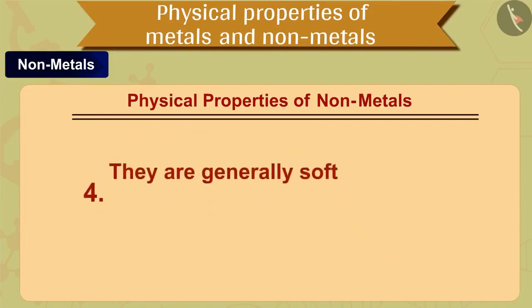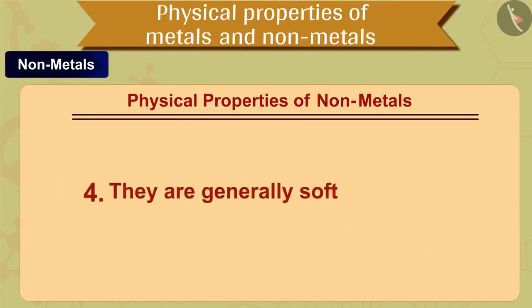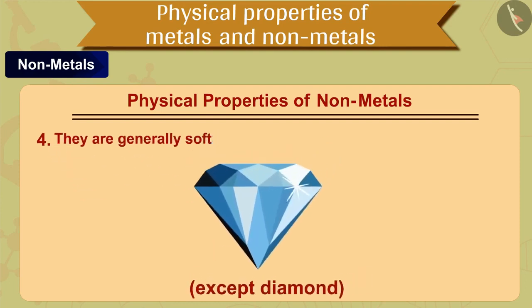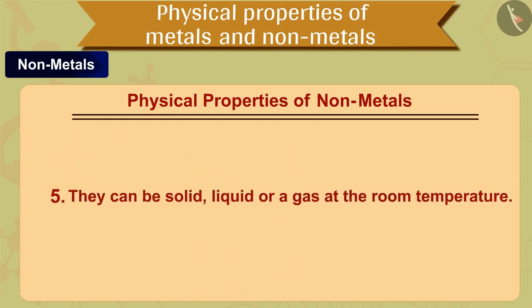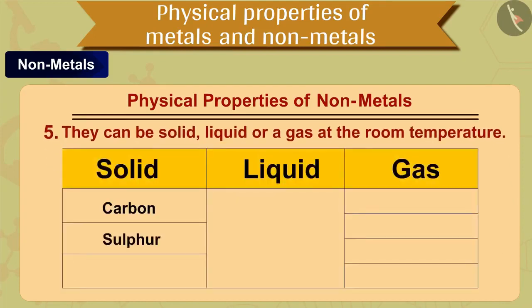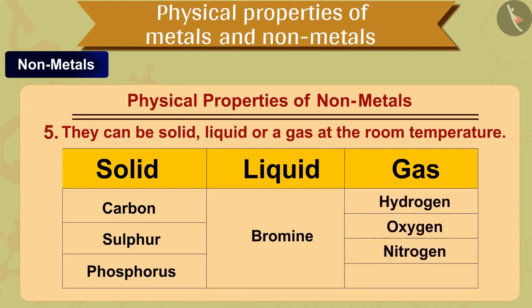The next, fourth property of non-metals is that they are generally soft, except diamond. The next, fifth property of non-metals is that they can be solid, liquid, or a gas at room temperature. For example, carbon, sulfur, and phosphorus are solids. Bromine is liquid. And hydrogen, oxygen, nitrogen, and chlorine are gaseous at room temperature.